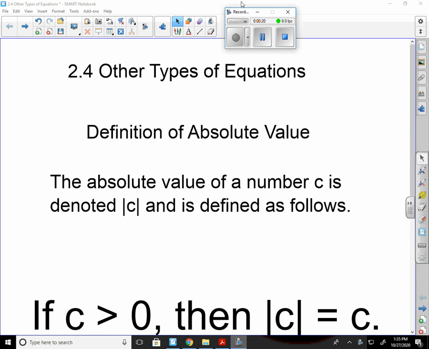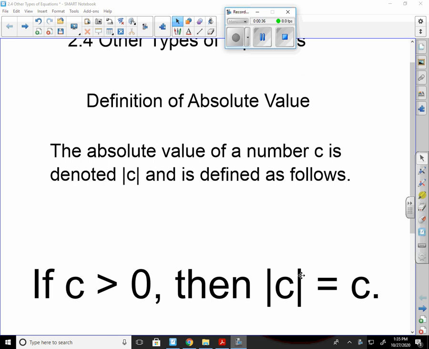So our first type of other type of equation, I guess you would say, is the absolute value. Definition of absolute value: the absolute value of a number c is denoted |c| and is defined as follows. If c is greater than 0, then the absolute value of c equals c. So if c is a positive number to begin with, then the absolute value of the positive stays positive.